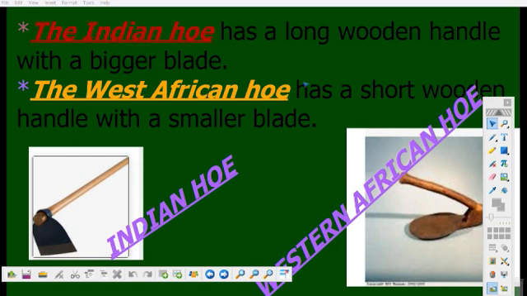The West African hoe has a short wooden handle. You can see it, very short. This one is longer than this. It has a short wooden handle with a smaller blade, compared with Indian hoes. That is the difference between Indian hoe and West African hoe.